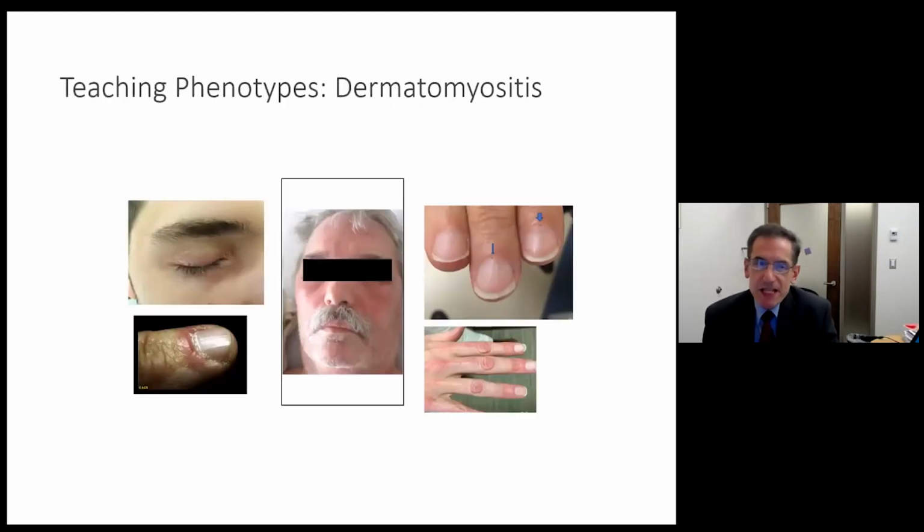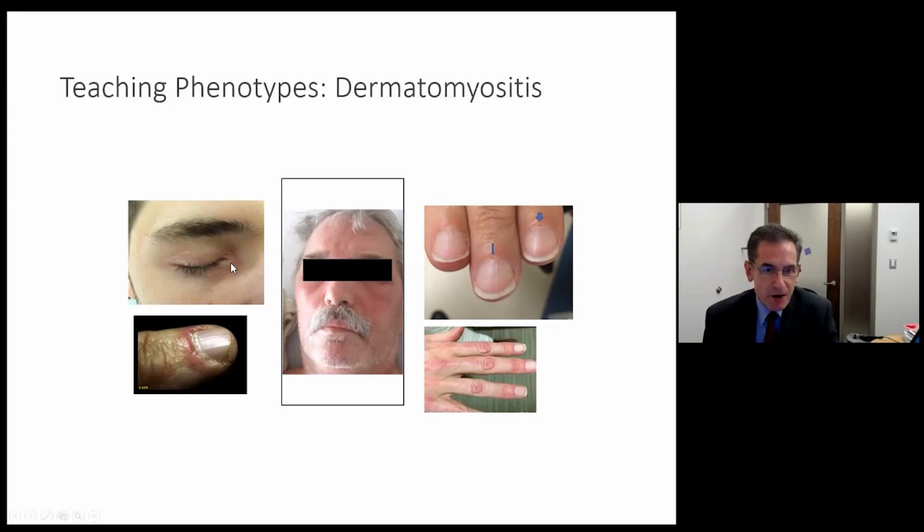Here are some teaching phenotypes that you should be familiar with when you're thinking about a patient who might have dermatomyositis. When you're worried about an autoimmune disease, look at the skin and look at the hands, and you'll get a lot of information. So all of these examples are indicative of patients who have dermatomyositis.